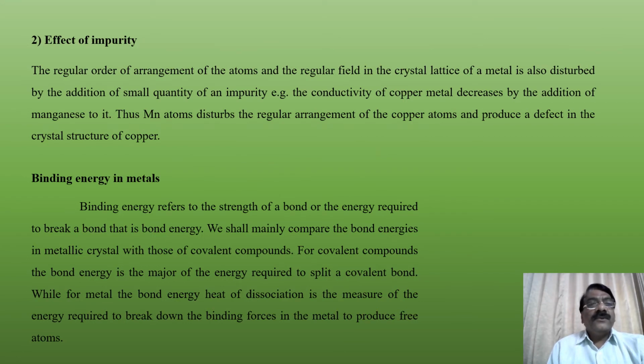Second, effect of impurity. The regular order of arrangement of the atoms and the regular field in the crystal lattice of a metal also get disturbed by the addition of a small quantity of an impurity. For example, the conductivity of copper metal decreases by the addition of manganese in it. Thus, Mn atoms disturb the regular arrangement of the copper atoms and produce a defect in the crystal structure of copper.